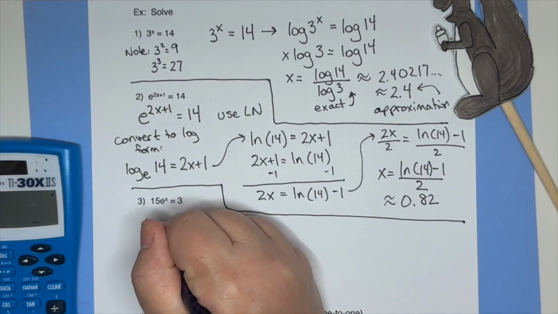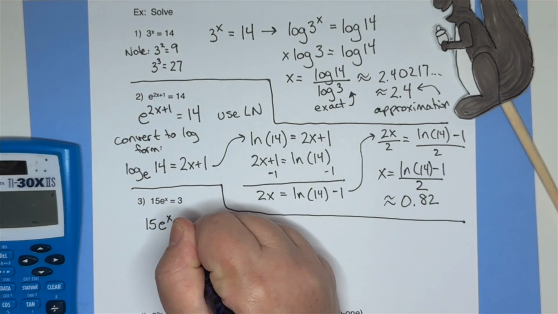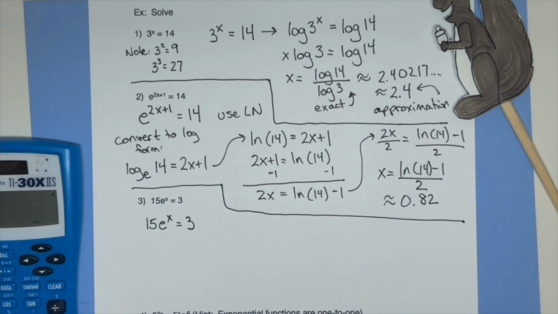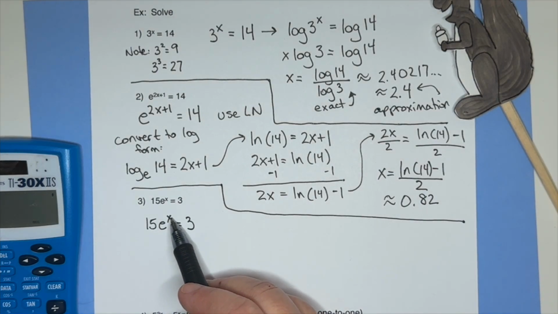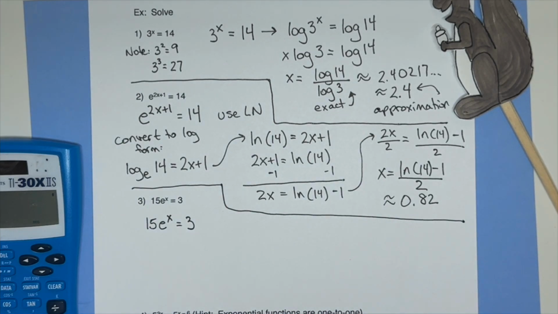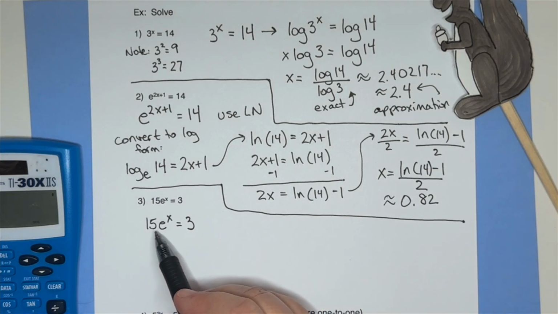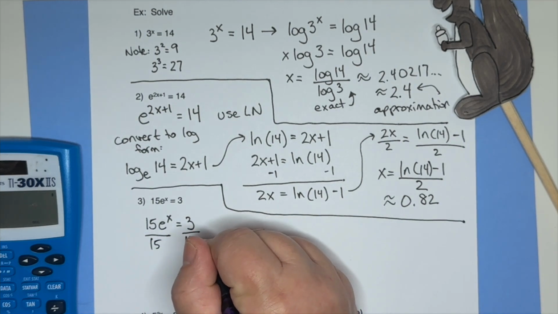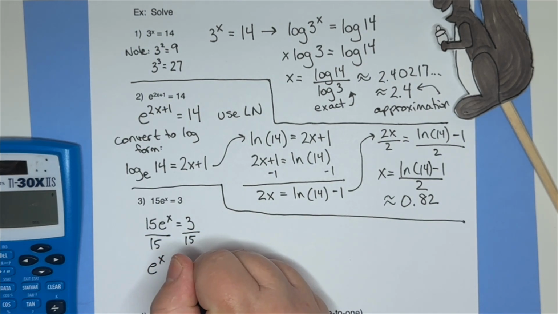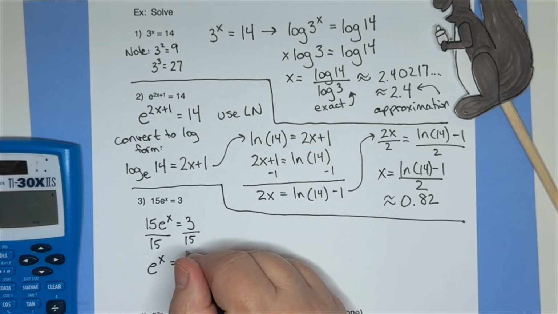So I've got 15 e to the x equals 3. The key to working with this one is to recognize that this 15 can't be in front of the e raised to the x power and still allow us to use natural log to fix anything. We got to move this 15. So since it's 15 times e to the x, I'm going to divide both sides by 15 and get e to the x equals 3/15 or 1/5.